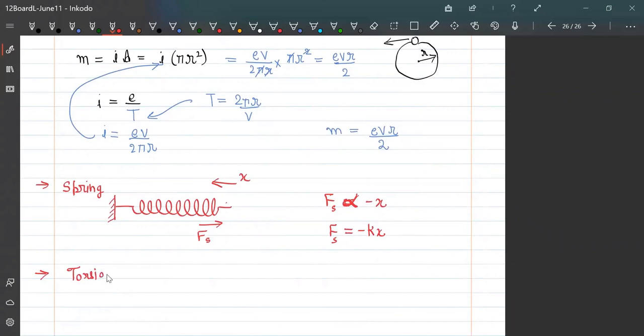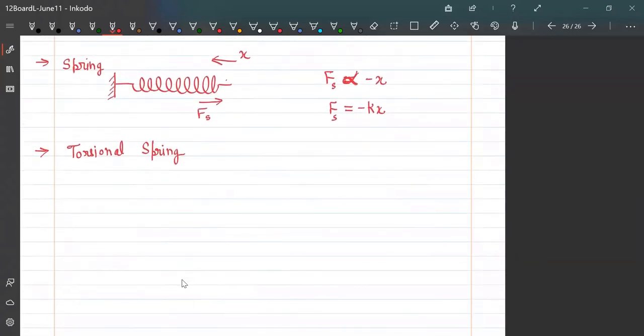Next, a thing which is called a torsional spring. Let me give a basic example. You must have seen those single rope swings, with a seat at the bottom. Everybody likes to do this: they rotate the swing, and after they release it, the swing keeps on spinning like this. The swing is tied to a rope, and when you rotate it, the rope becomes a little wound up, and when you release it, the swing starts rotating. It's really fun for kids.